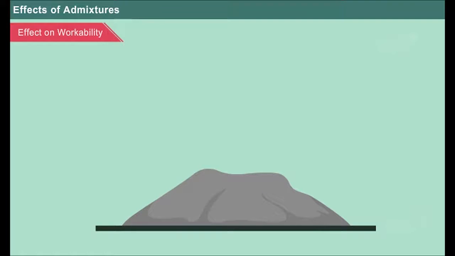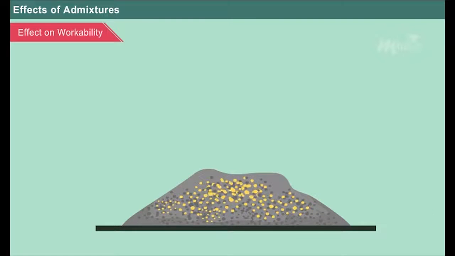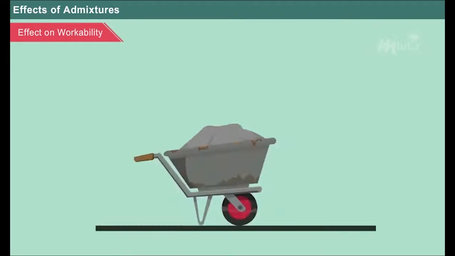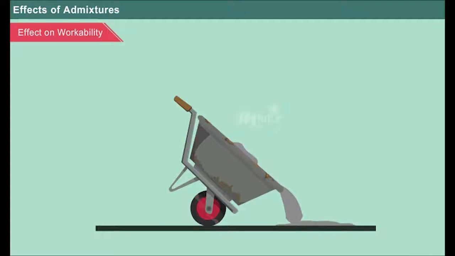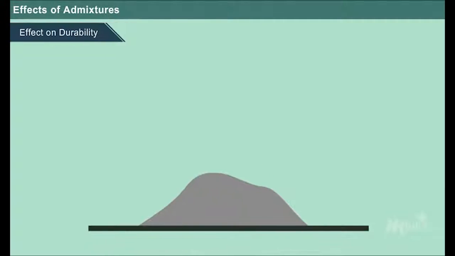Effect on workability. When we need a highly workable concrete, we add a plasticizer to the concrete mixture to make it more workable. These admixtures are absorbed by cement particles, which further create a repulsive force between the particles to overcome the attractive force. This improves the fluidity of concrete, thereby making it more workable without affecting the water-cement ratio.